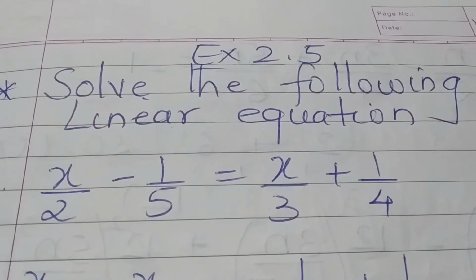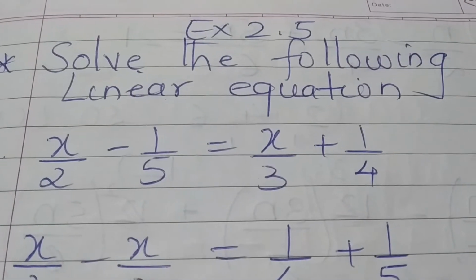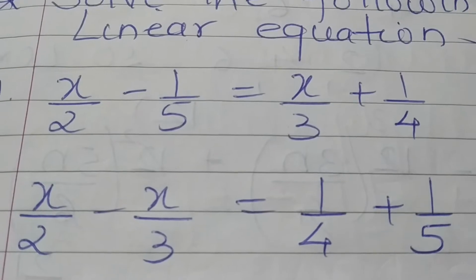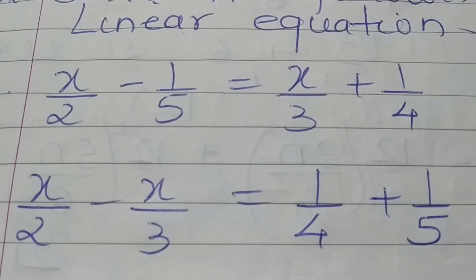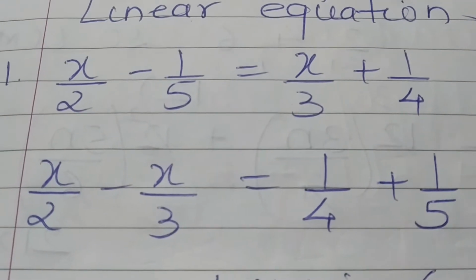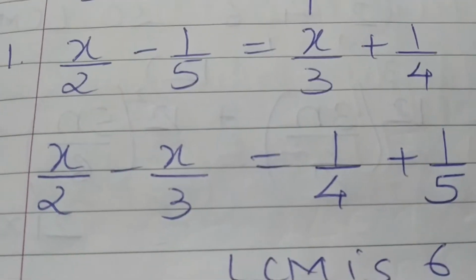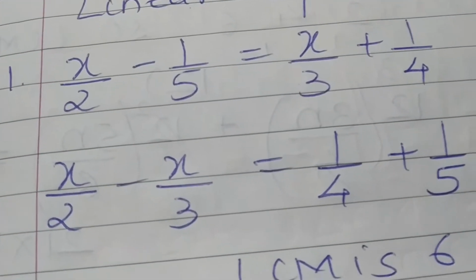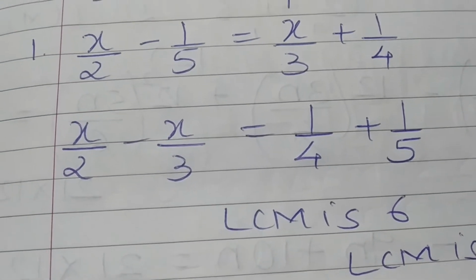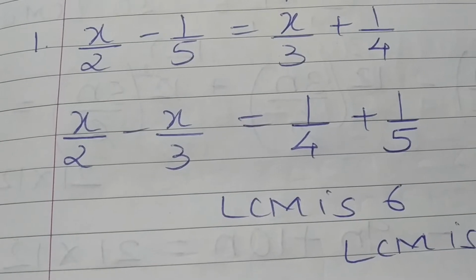Exercise 2.5. Solve the following linear equations. First one, x upon 2 minus 1 upon 5 is equal to x upon 3 plus 1 upon 4. Bring x together on the left side. x upon 2 minus x upon 3 is equal to 1 upon 4 plus 1 upon 5. On the left hand side the LCM is 6. Right hand side LCM is 20.